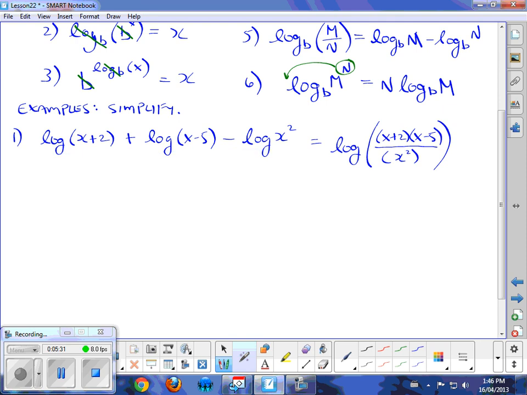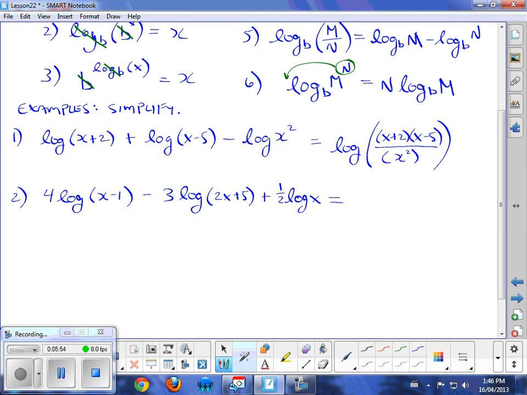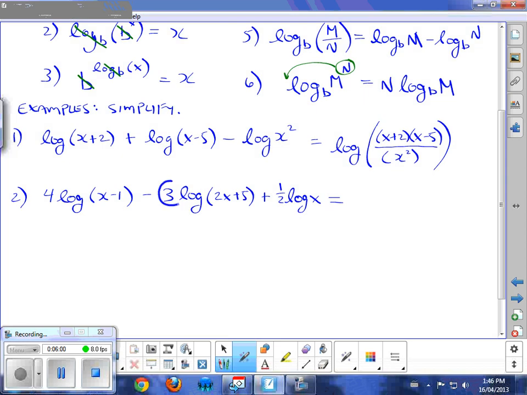Second one here, what happens if I had 4 log of x minus 1, minus 3 log of 2x plus 5, plus 1/2 log x. So now I'm doing sort of the upper end. What do we do with the coefficients that are appearing here?